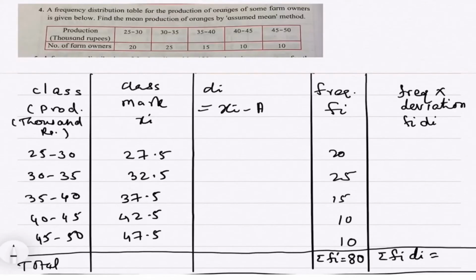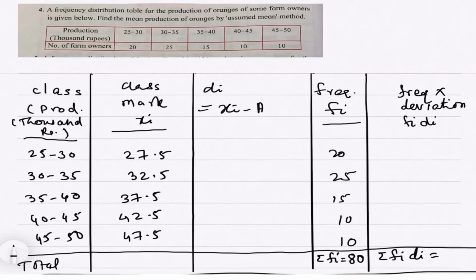Now question number 4 is similar to question number 2, where we have to find the mean by the assumed mean method. Here the first column is for production in 1000 rupees, that is classes, and the second column is for the number of farm owners. So it is frequency.